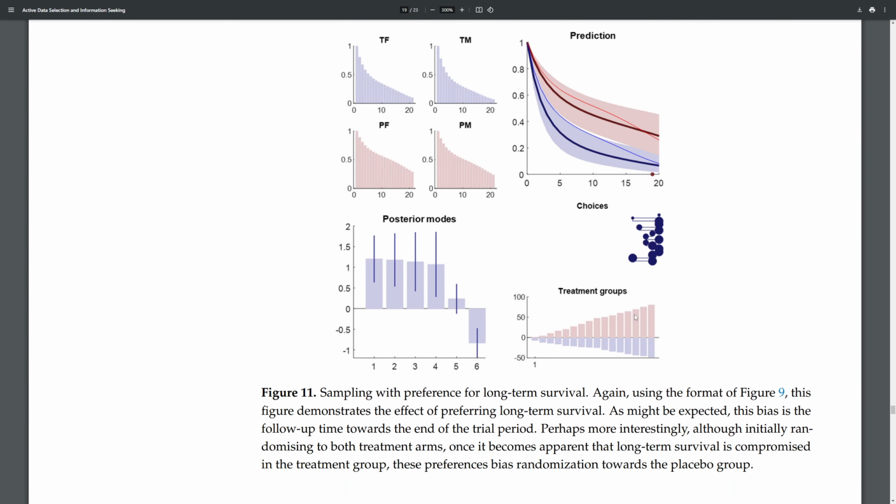And you can see at the bottom right here, there is a much bigger bias towards putting people into the placebo group, because this is what actually maximizes your probability of long-term survival. So we were able to put a bias into the system for long-term survival based on how we chose to sample, just a bias that you can enter into it like any other bias that you enter. And that is going to reward us with what we were looking for.